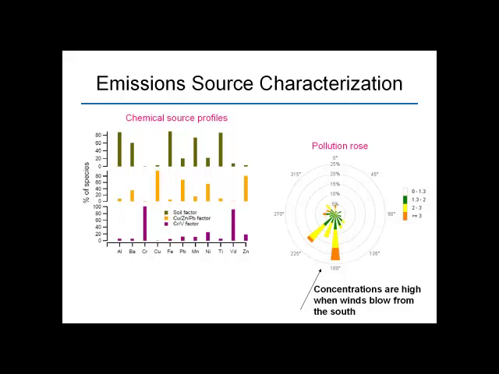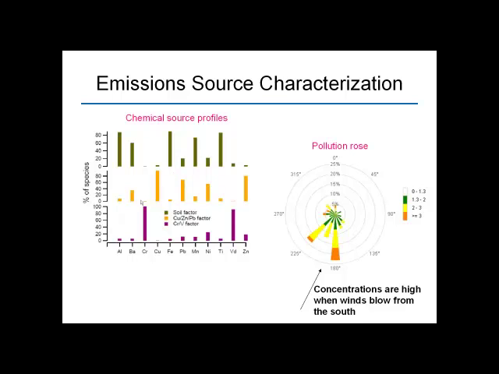So if you know that aluminum and iron and manganese and titanium are all from soil, and you see that they're all high on specific days, then you know that you're likely to have a soil sample. You can identify your chemical source because these things co-vary together very well.